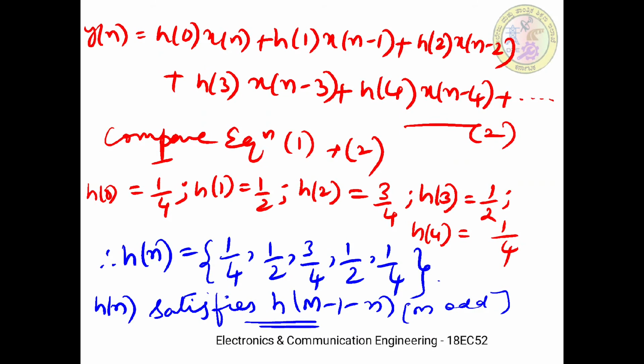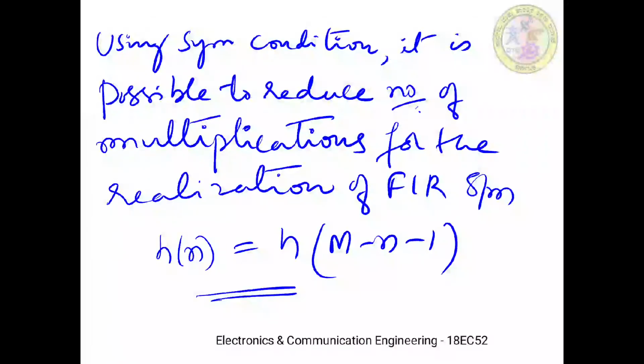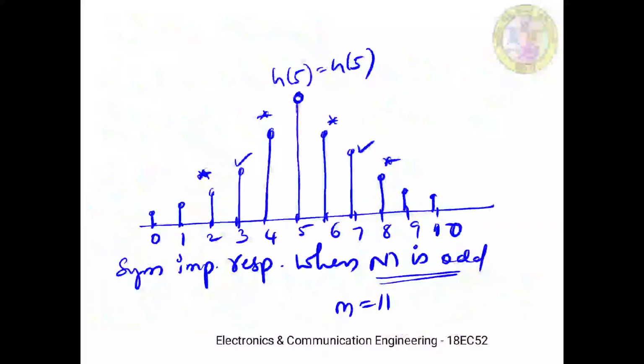You can see that 3 by 4 is the central sample, the two 1 by 2 samples are the same, and the two 1 by 4 samples are the same. So this particular h of n resembles a graph like this. Okay, so this is the graph. Similarly, you can plot it for h of n also.